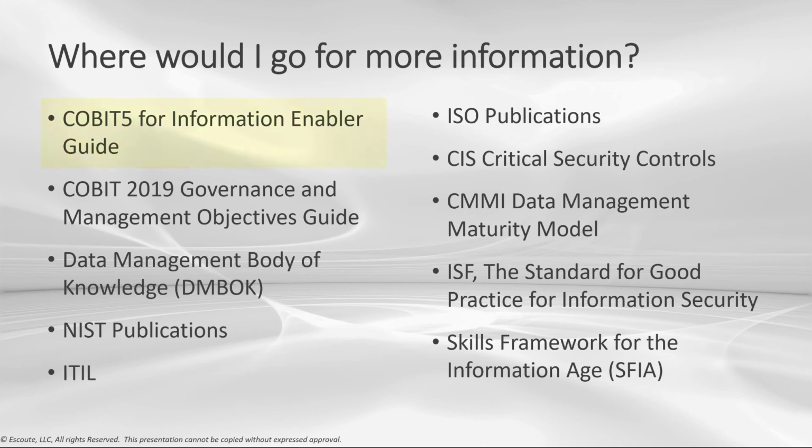Back in COBIT 5, we had what was called the COBIT 5 for Information Enabler Guide. Now, that is really cool. A lot of the information that you'll find on the life cycle of information comes from that guide. But the governance and management objectives in COBIT 2019 are huge for you. We just showed you a little bit of information that comes from that.